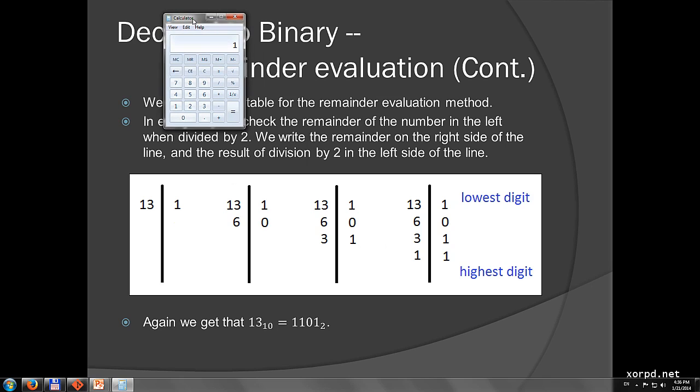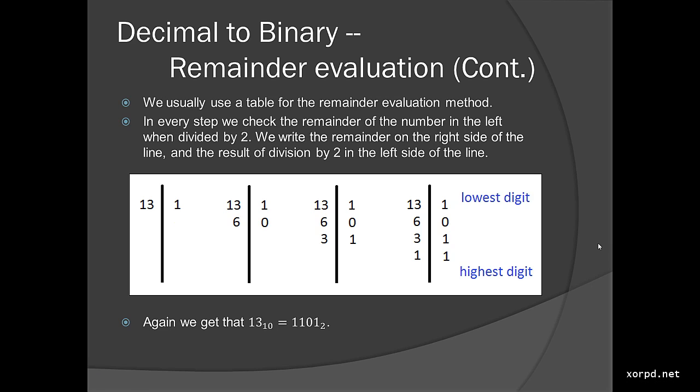Whenever you divide a number, you get two results if we are talking about integers. You get the quotient and the remainder. The quotient is the actual result of the division, but the quotient is always an integer. And the remainder is what's missing to get the actual original number. So here, 13 divided by 2, we get 6. That's where we write the quotient. And the remainder is 1.